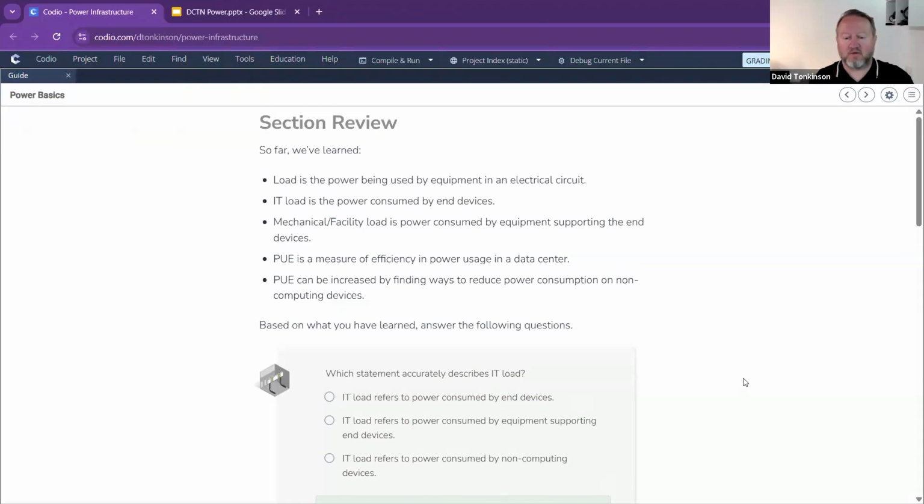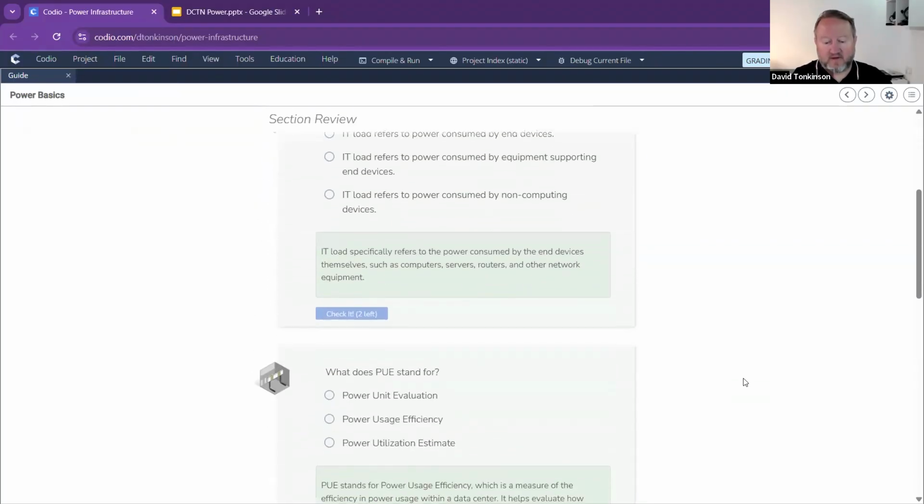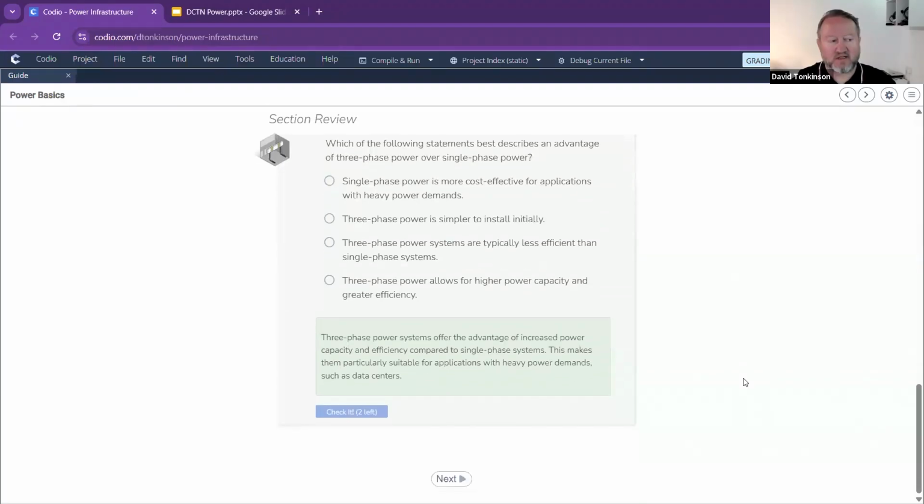So far we've gone through, we've talked about the power and stuff, and we should be able to answer these questions here. There are 3 questions. If you could do that in Codio, that'd be much appreciated. And give me a thumbs up when you've managed to push all those in.